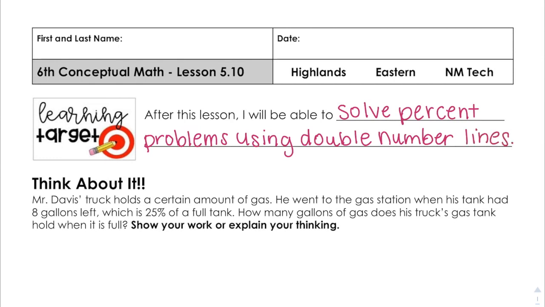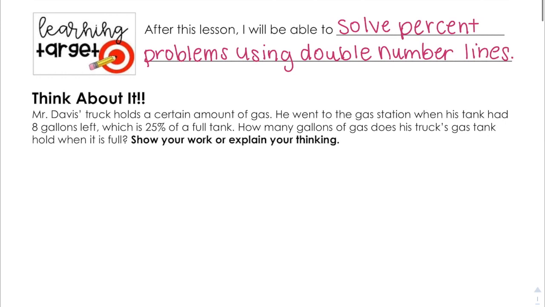All right, think about it. Mr. Davis's truck holds a certain amount of gas. He went to the gas station when his tank had 8 gallons left, which is 25% of a full tank. How many gallons of gas does his truck's gas tank hold when it's full? Show your work or explain your thinking. So I want you to go ahead and pause the video, and attempt this problem on your own. Press pause, and I'll be here waiting.